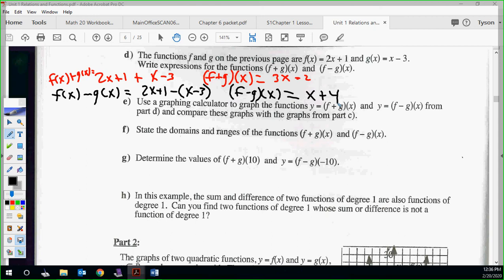Okay, I really don't think we need to do part E. You guys can know what lines look like, but they just want you to put this in your calculator. If you put all 4 of those lines in your calculator, you're going to get the same picture we just drew. If you want to try that, you can, but we're not going to do it right now for the video.